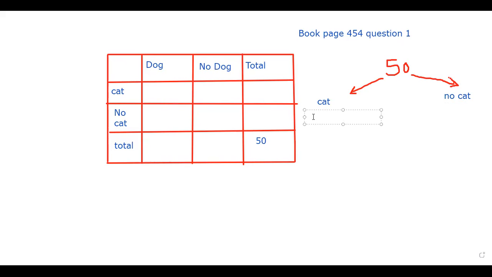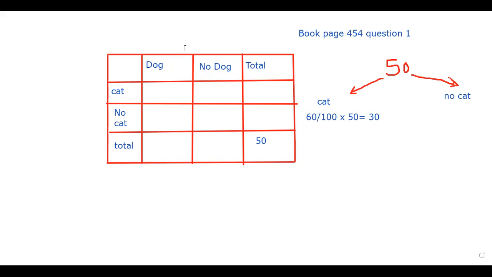60% have a cat. We will make 60 over 100 multiplied by 50 to find the number of students who have a cat. Equals how many? 30. So we have 30 students who have a cat.